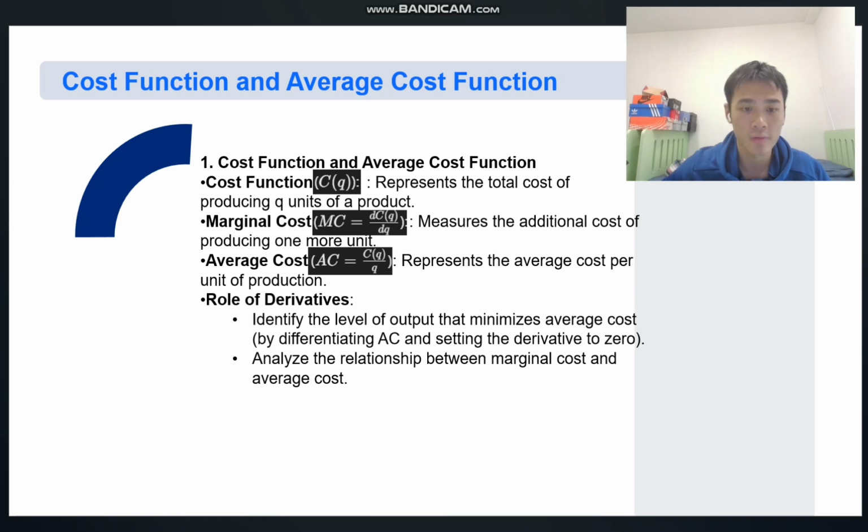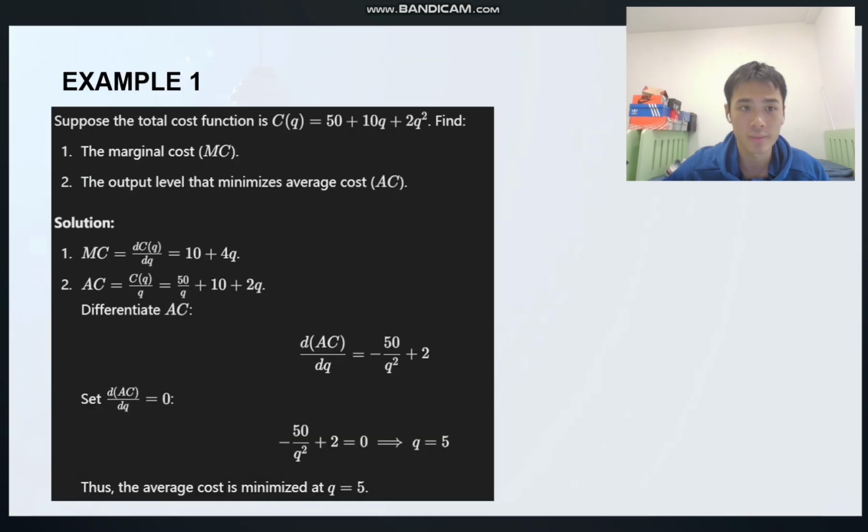And here we also have average cost AC equals C(Q) over Q, which represents the average cost per unit of production. The role of derivatives in this concept is to identify the level of output that minimizes average cost by differentiating AC and setting the derivative to 0, and also to analyze the relationship between marginal cost and average cost.